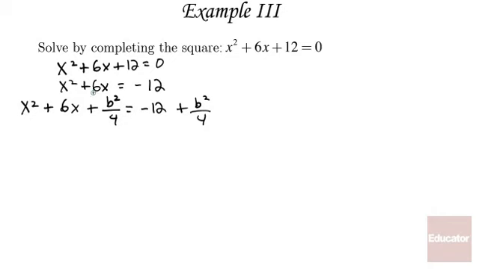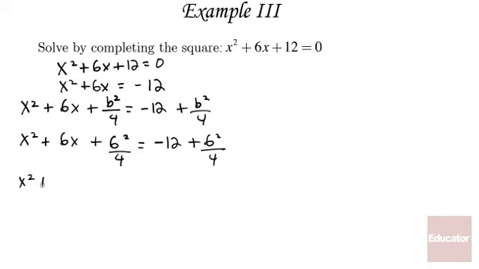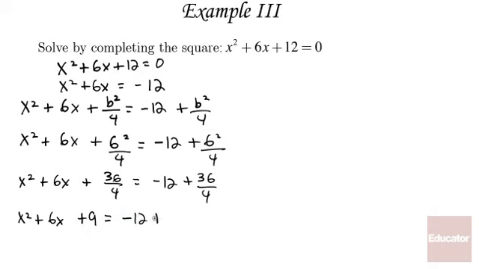Okay, so b is 6, so this gives me x squared plus 6x plus 6 squared over 4 equals negative 12 plus 6 squared over 4, which is 36 divided by 4. 36 divided by 4 is just 9.